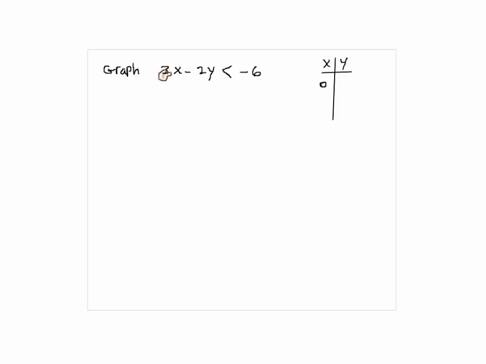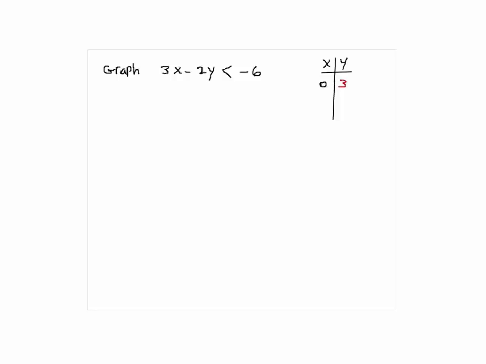Okay, Samuel says that we can write it in slope-intercept form. We don't really need to do that. We just substitute 0 for each x and solve for y. So then we get 2y is equal to minus 6, so y is equal to 6 over 2, which is equal to 3. So here we find 1 point right there.